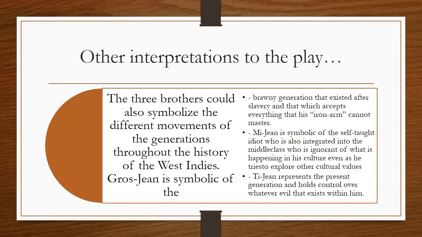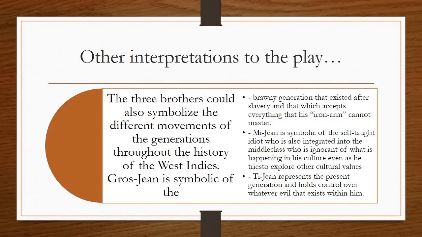Mijan, on the other hand, is symbolic of the educated idiot. In other words, he teaches himself to know, but at the same time, he doesn't truly know. And this is also integrated into the middle class who is ignorant of what is happening in his personal culture, but instead tries to explore other cultural values without trying to explore his own personal culture.